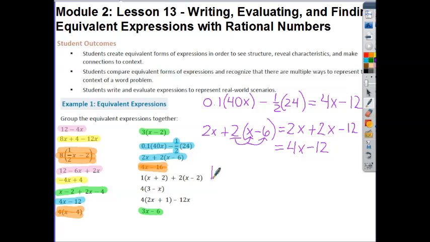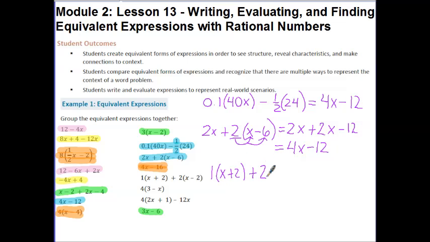My next problem is 1 times x plus 2 plus 2 times x minus 2. And again, I have to follow PEMDAS, so I have to do multiplication first. 1 times x gives us x. 1 times 2 gives us 2. Then we have a positive 2 multiplied to x is 2x. And a positive 2 times a negative 2 is a negative 4.